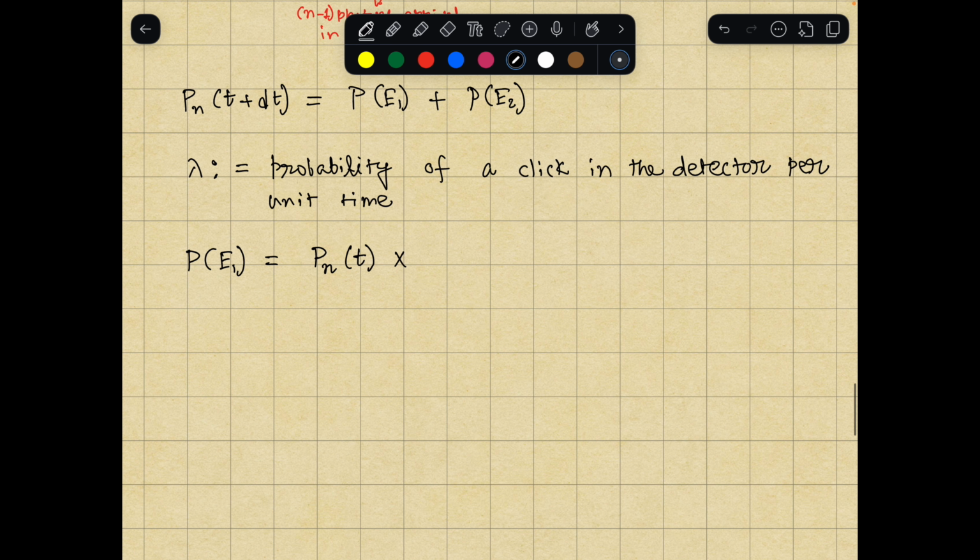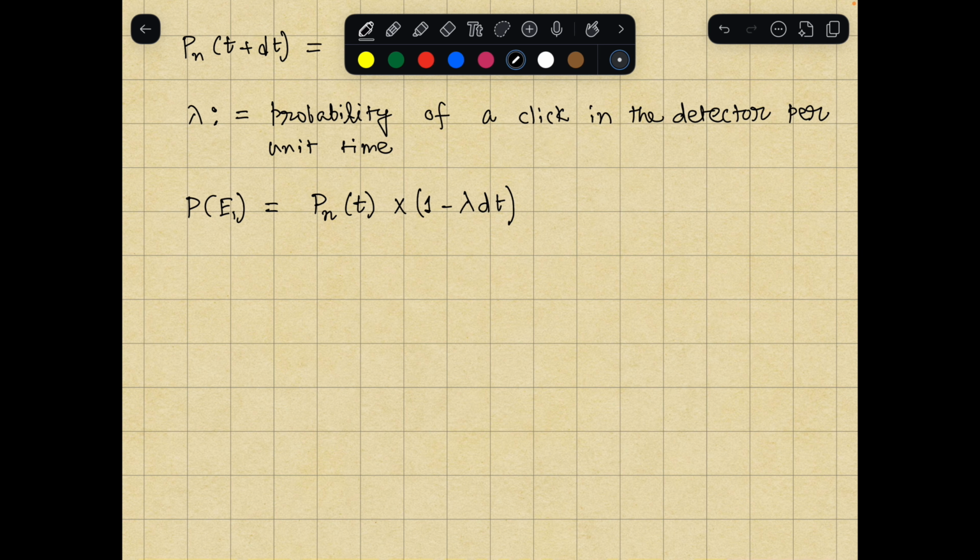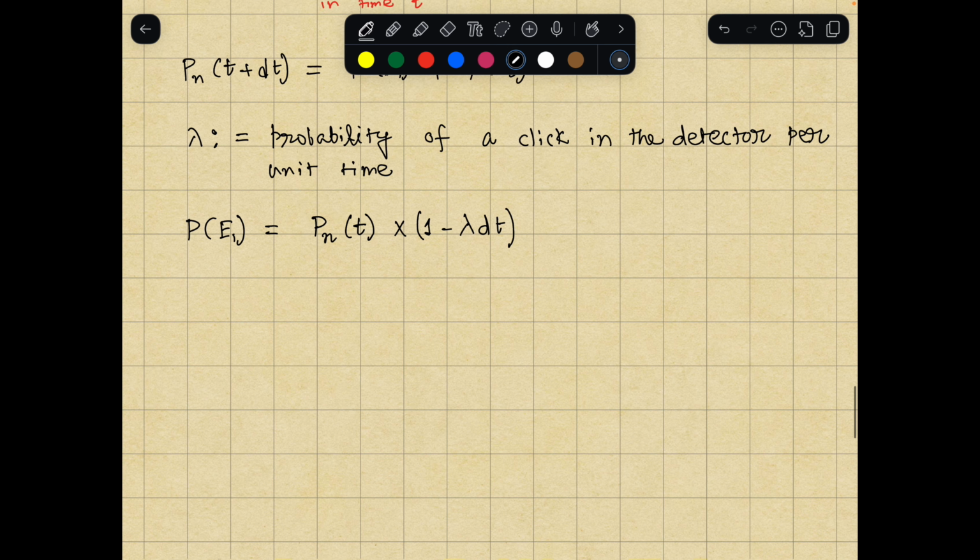Okay, so in time dt, what is the probability of getting a click? So it is lambda dt. So what is the probability of not getting a click? It is simply 1 minus lambda dt. Now these two events are multiplied because they are two independent events, that was our number one assumption. So therefore we get P of E1.